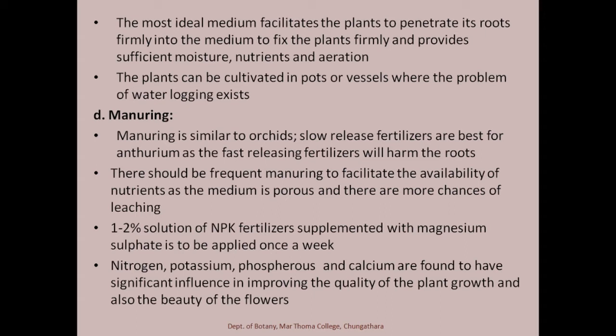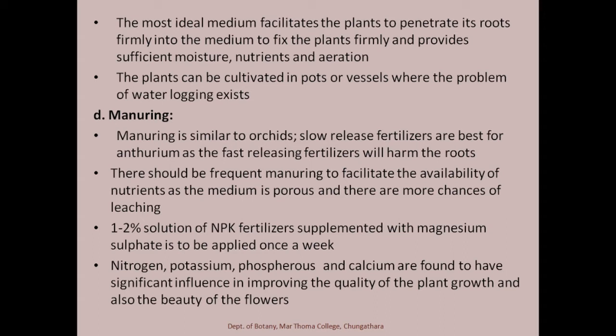The plants can be cultivated in pots or vessels where the problem of waterlogging exists. That is, in places where frequent flooding occurs, the plants can be grown in pots or vessels, and these can be transported to a higher place where waterlogging will not be a problem.